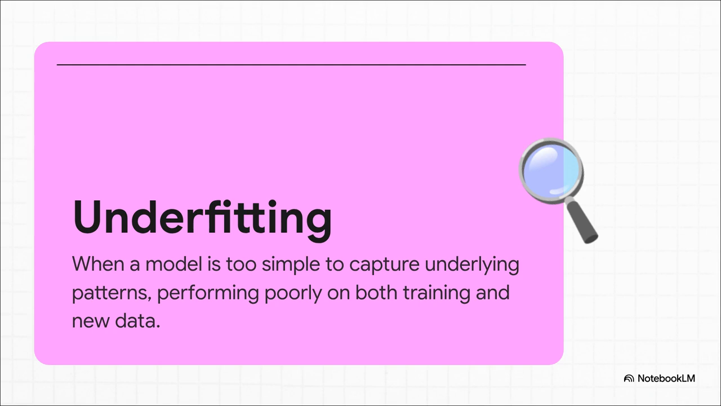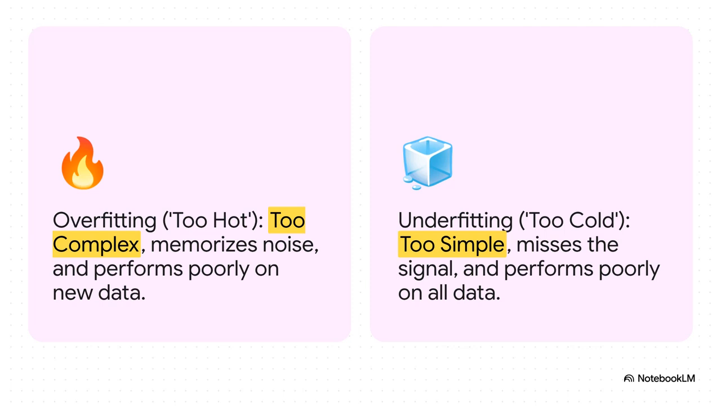So if overfitting was the student who memorized the whole book, underfitting is the student who just glanced at the chapter summary 5 minutes before the exam. They haven't learned nearly enough to answer any of the questions right. The model is just too basic, and its predictions are going to be way off no matter what data you give it. And there it is.